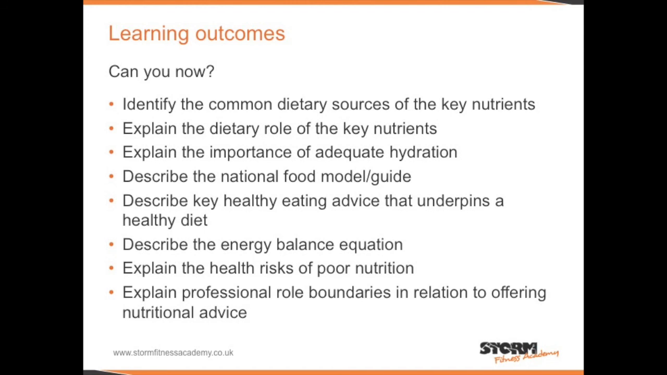Can you now identify the common dietary sources of the key nutrients? Explain the dietary role of the key nutrients. Explain the importance of adequate hydration. Describe the National Food Model Guide. Describe key healthy eating advice that underpins a healthy diet. Describe the energy balance equation. Explain the health risks of poor nutrition. Explain professional role boundaries in relation to offering nutritional advice.